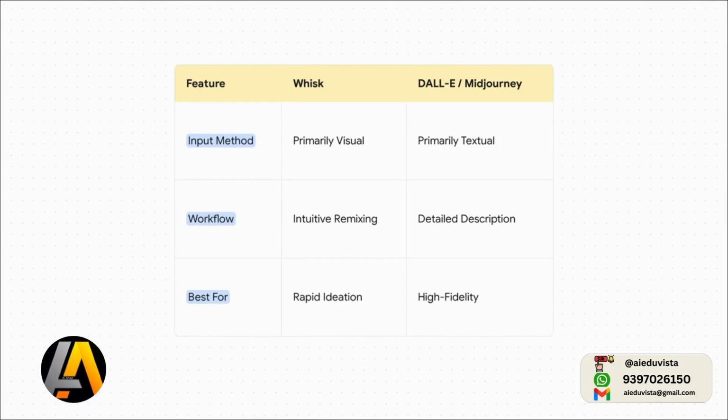So here's how Whisk fits into the whole AI landscape right now. You've got tools like DALL-E and Midjourney that rely on super detailed text prompts to get precise results. Whisk, on the other hand, uses visual inputs for this intuitive, remixing workflow. It's really built for rapid, fun brainstorming, not for creating that perfect, final, production-ready masterpiece.